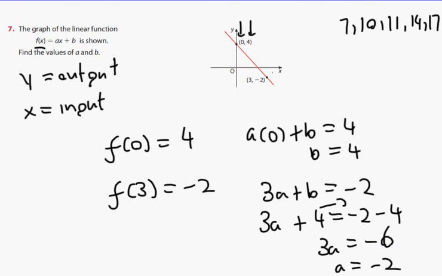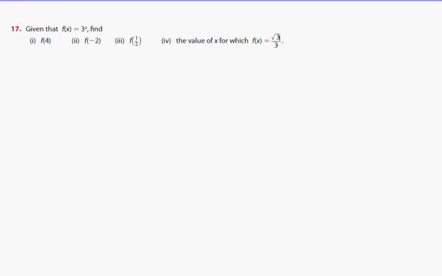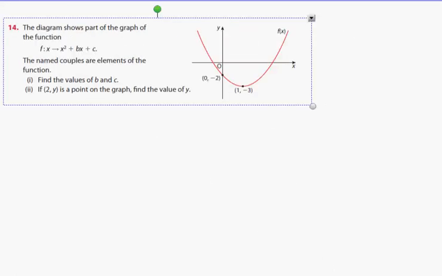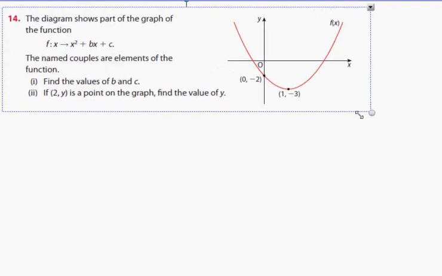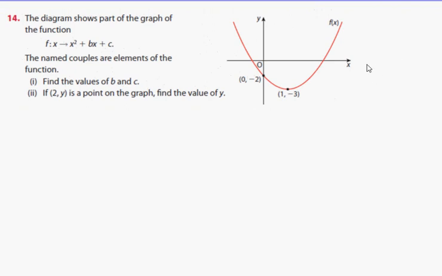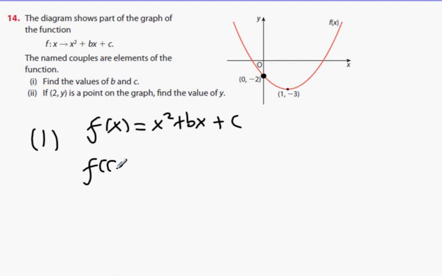Okay, let's try another one. Number 14, is it? Okay, 14. Look at 14. Once again, what's the output? Which value is the output? The y value. Which part is the input? The x value. So what does this mean? 0, minus 2. F of 0 equals minus 2. It means f of 0. Now what is f of 0?